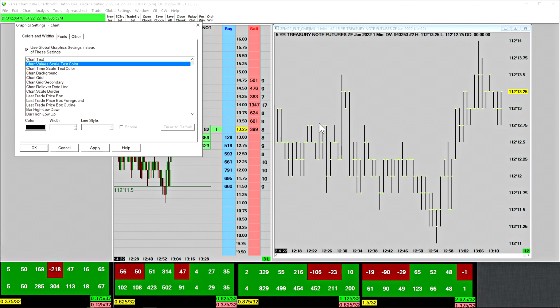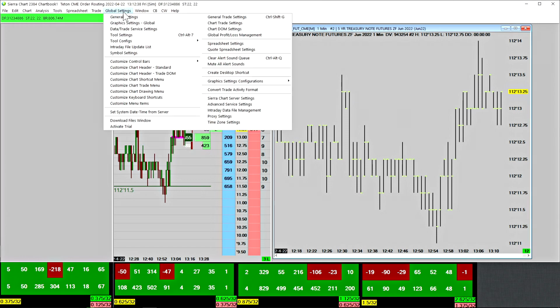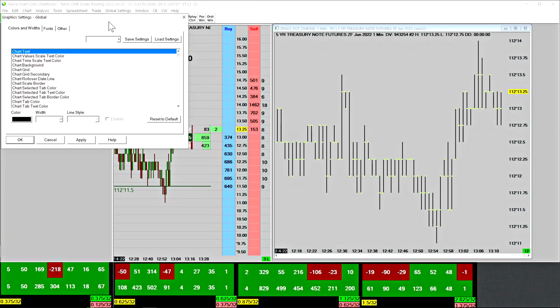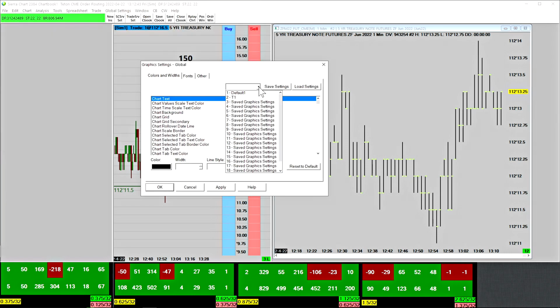The more efficient way to work with graphic settings in Sierra Chart is by using the global graphic settings, because in the global graphic settings you can actually save custom configurations. So if I go to global settings, graphic settings global, here there's a little drop down menu where you can actually save up to 20 different graphic settings configurations. In this case, you can see there's 2 of them that I've saved at the top here.